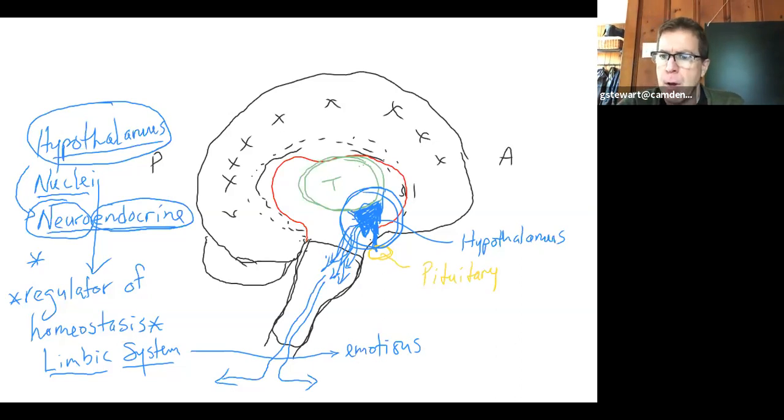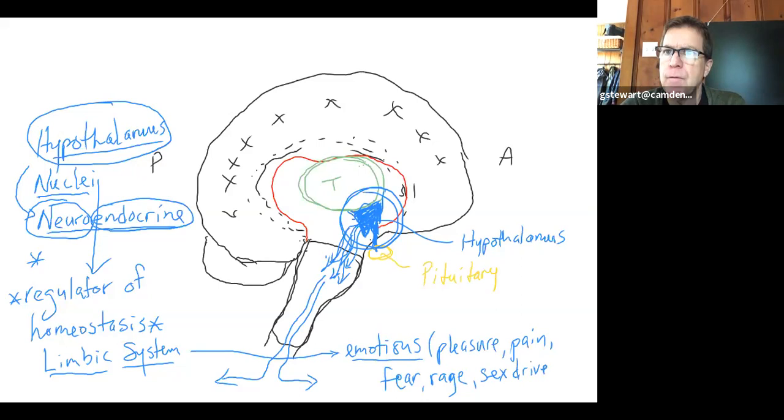What emotions, things like pleasure, pain, fear, anger. So I just wrote rage. Biorhythms, things like sex drive. All of these things are controlled by everything in blue that I've drawn.